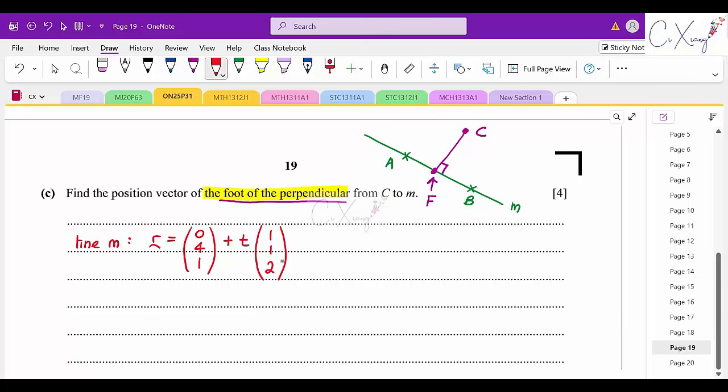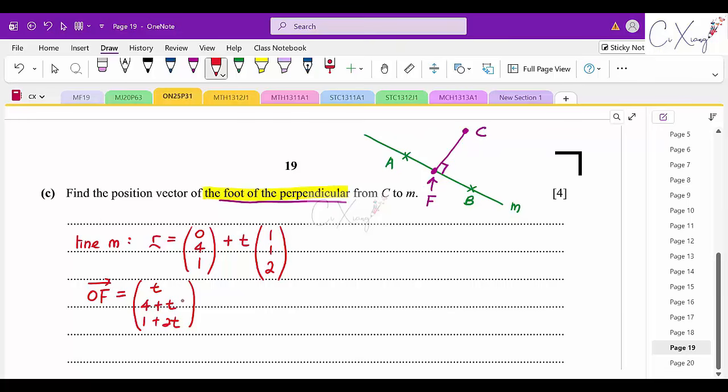This is what I have for line M, right? Since F lies on the line M, you should know that the position vector of F is the same as what we have in this vector equation. So I will write OF as t, then 4 plus t, and also 1 plus 2t. I'll make it bigger. I'm having t, then 4 plus t, then 1 plus 2t. So this is my OF.